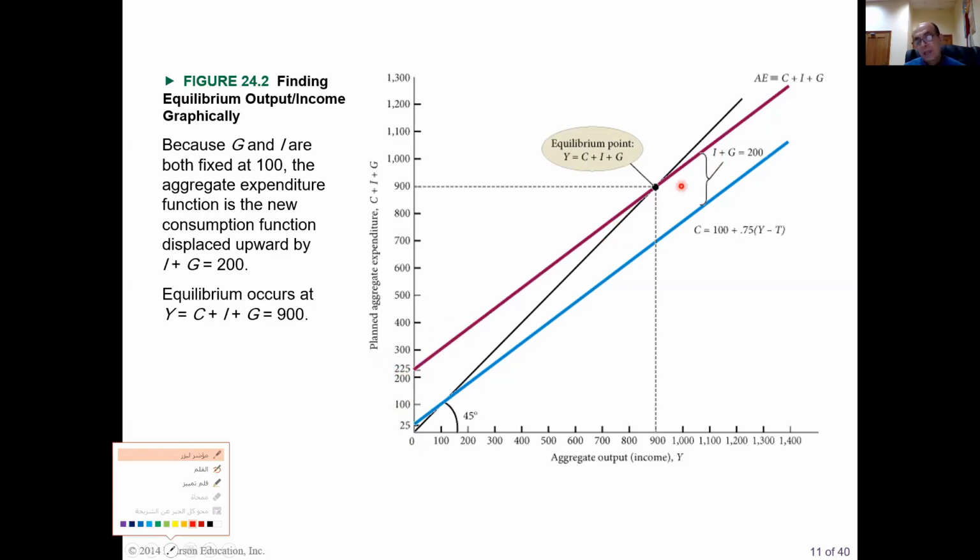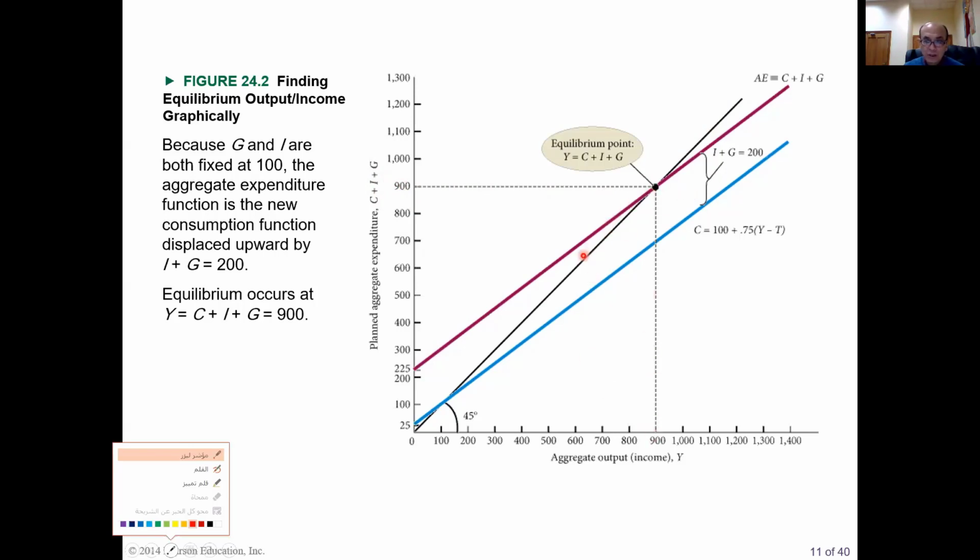According to the intersection between the two lines here, aggregate supply or total output and aggregate expenditure, we can determine the equilibrium point at a level of 900. 900 as total expenditure, 900 as total income.